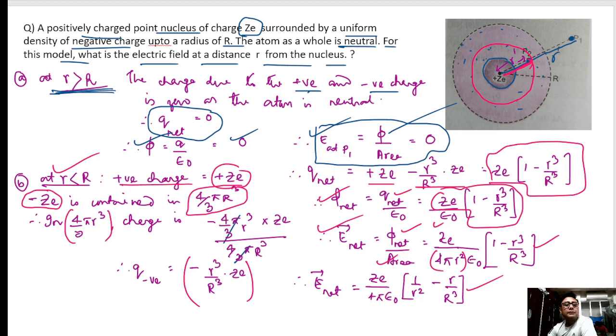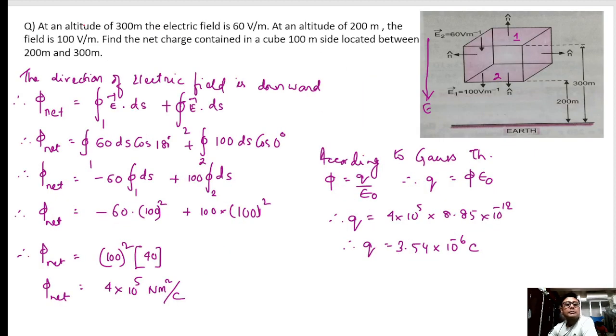Next, let's see, friends, another sum. At an altitude of 300 meters, the electric field is 60 volt per meter. And at an altitude of 200 meters, it is 100 volt per meter. Find the net charge contained in a cube of 100 meter side located between the 200 and 300. So what is the net charge inside this?